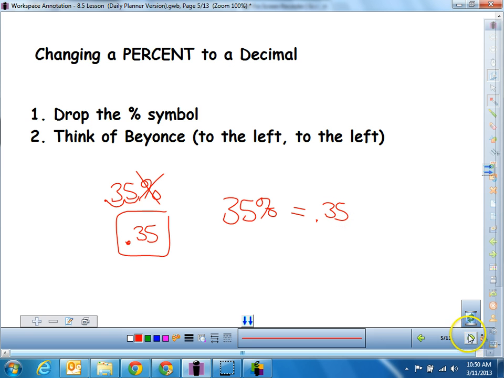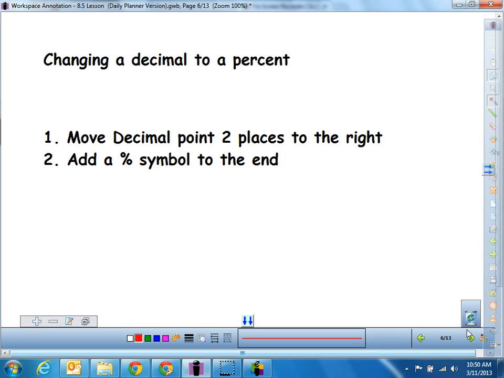All right, let's keep going. What about changing a decimal to a percent? We're just going to do the opposite. So if we had 0.175, we're going to move the decimal 2 places to the right. 1, 2, and then add a percent sign. So we're going to make 0.175 equal to 17.5%. So those are exact opposites.